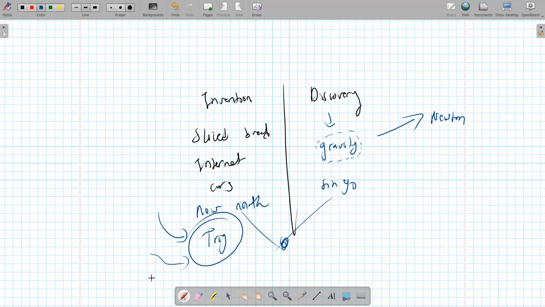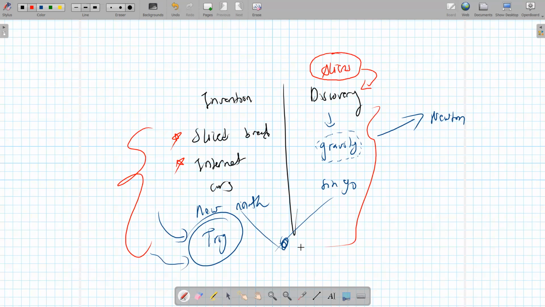Think of it like this. Again, we're going to go back to aliens. If aliens have the same thing, it's discovered. But if aliens don't have it, it's invented. For example, aliens might not have sliced bread. Who knows what they eat, what they look like? They may not have the internet. So anything that aliens don't have is invented. Anything that aliens could have is discovered.